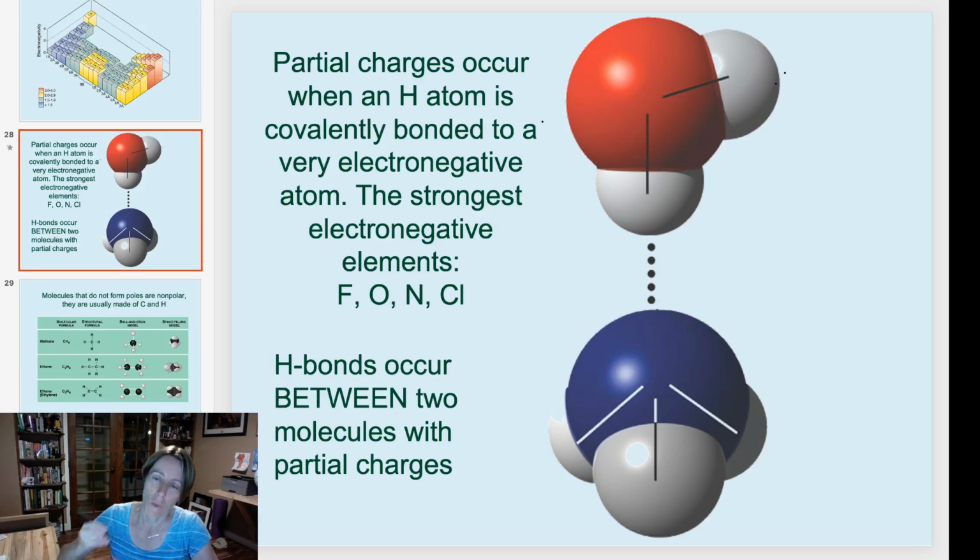All right. When you get those partial charges on a molecule and then on another molecule, completely separate, if those molecules come by each other, there's going to be a weak attraction between the partially positive part of this molecule and the partially negative part of the other one. They're going to weakly attract each other, and that will be a hydrogen bond.